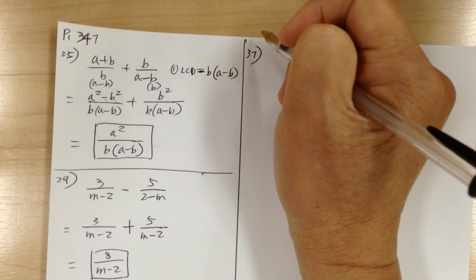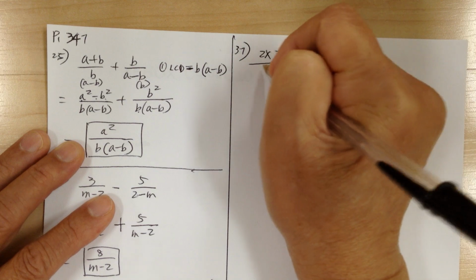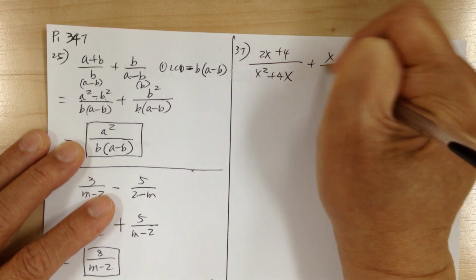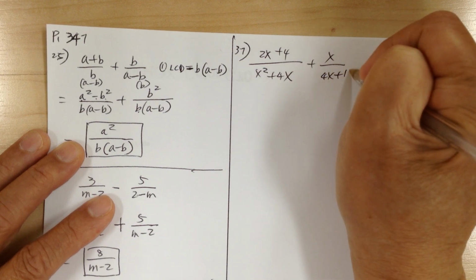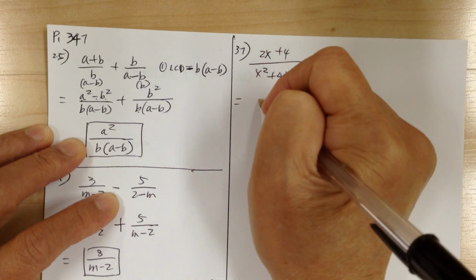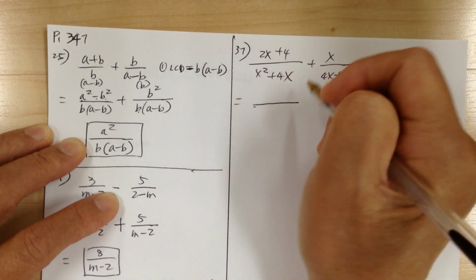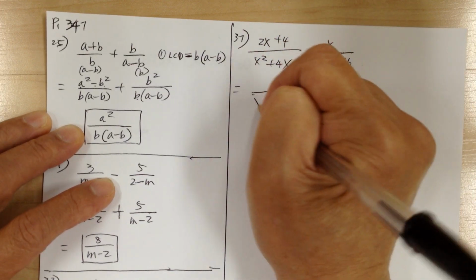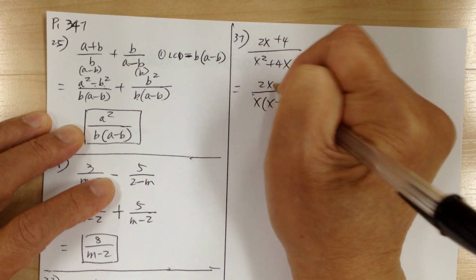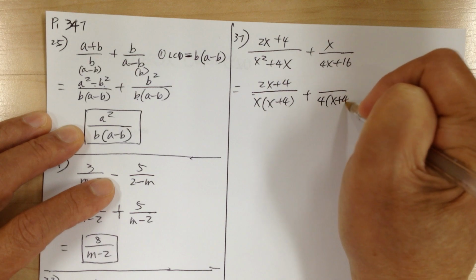Okay, 37. You have (2x plus 4)/(x squared plus 4x) plus x/(4x plus 16). Again, first let's factor everything on the bottom. Don't worry about the top. Do not factor the top. Just factor the bottom. This one you can factor the x, so it would be x plus 4. On the top, you can factor the 4, so it would be x plus 4.